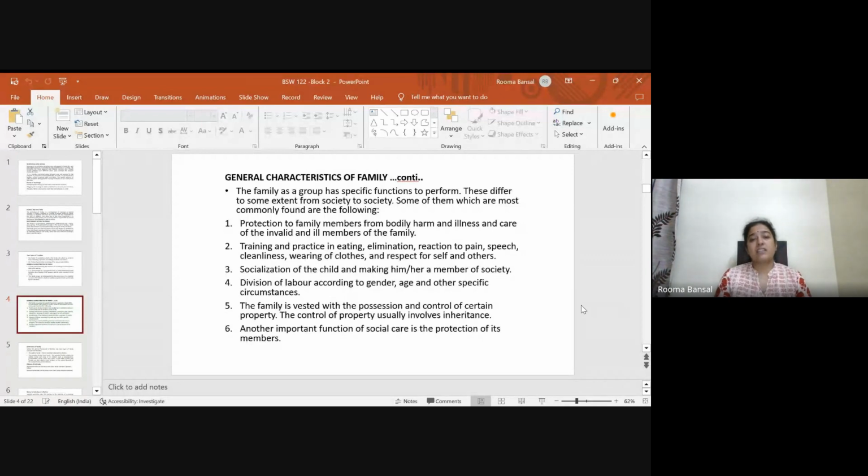So it is the duty of the family members to take care of that property also. Goods and commodities both come under property. Another important function of social care is the protection of its members. It means they have to take care of the family members from the social system also.